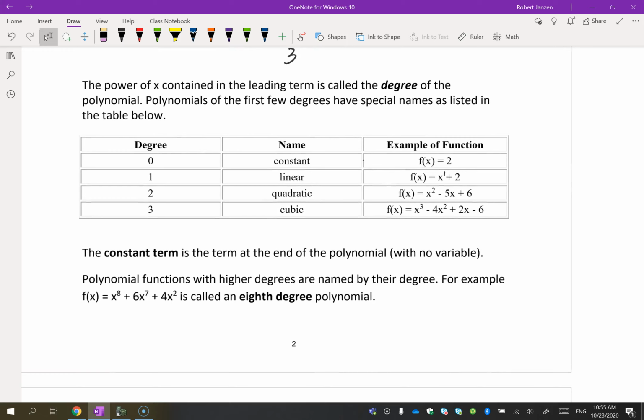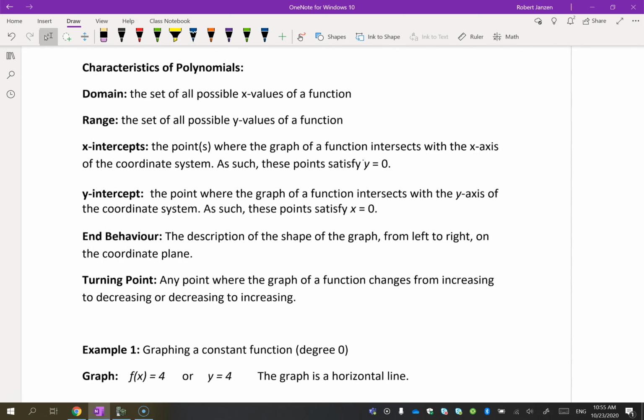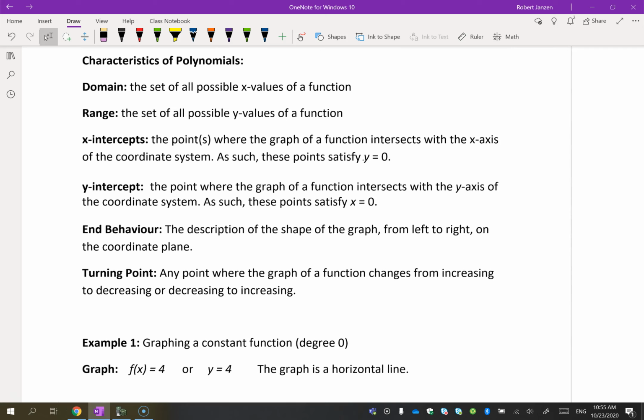For example, power of 4 would be a quartic, power of 5 would be a quintic, power of 8 would be 8th degree. Okay, not really worried about those ones higher than cubic. Most of the questions we're going to get will be cubic or less. And for most of these graphs, we're going to have to answer some questions relating to their characteristics.